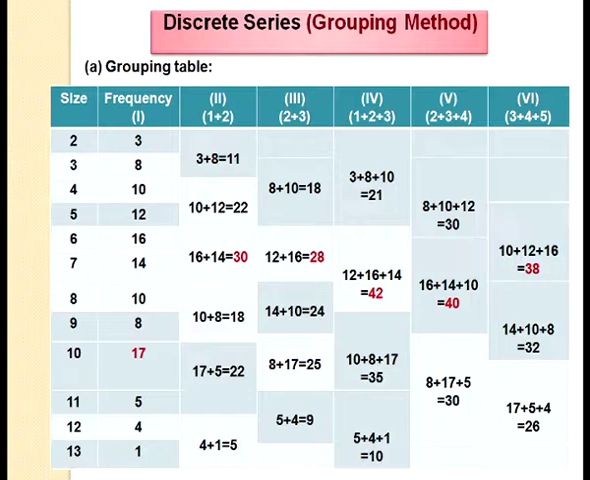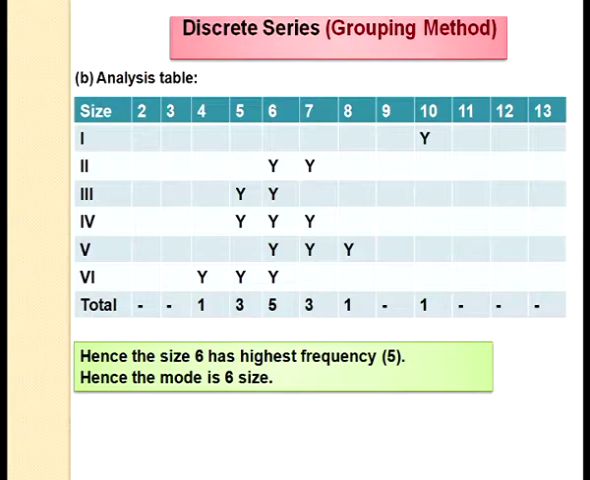Now, the frequencies which we have highlighted help us to make the analysis table. As you can see in the analysis table, the sizes are on the top and the columns are on the left hand side.